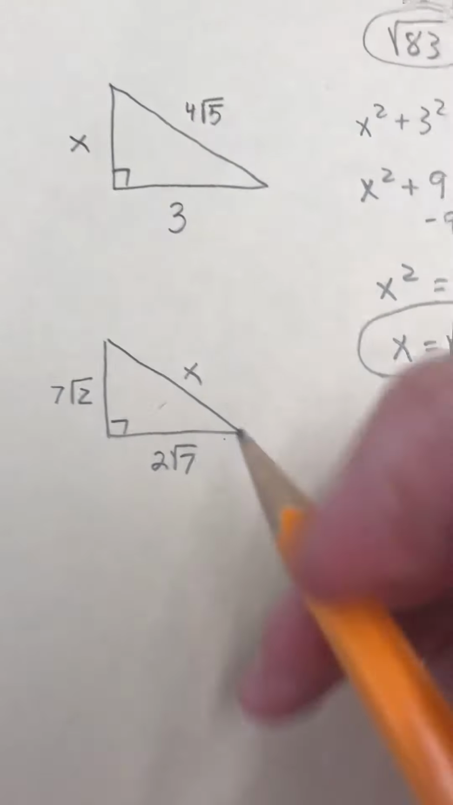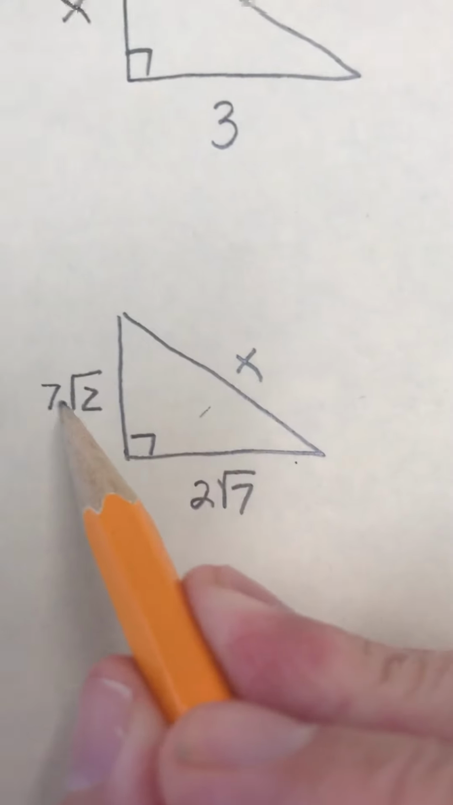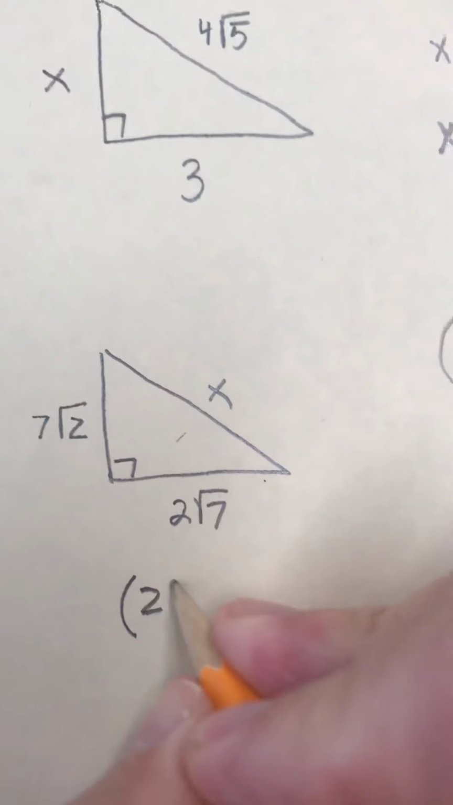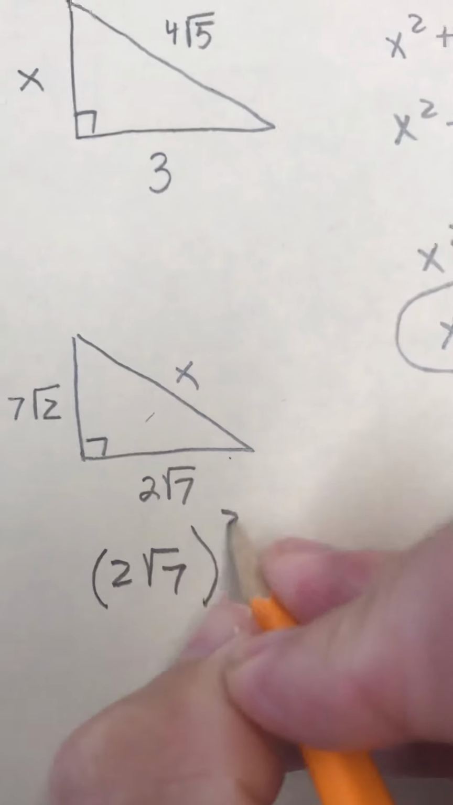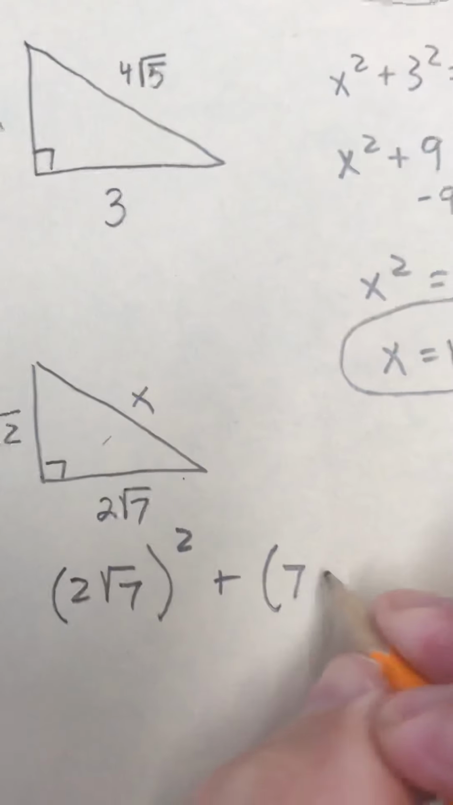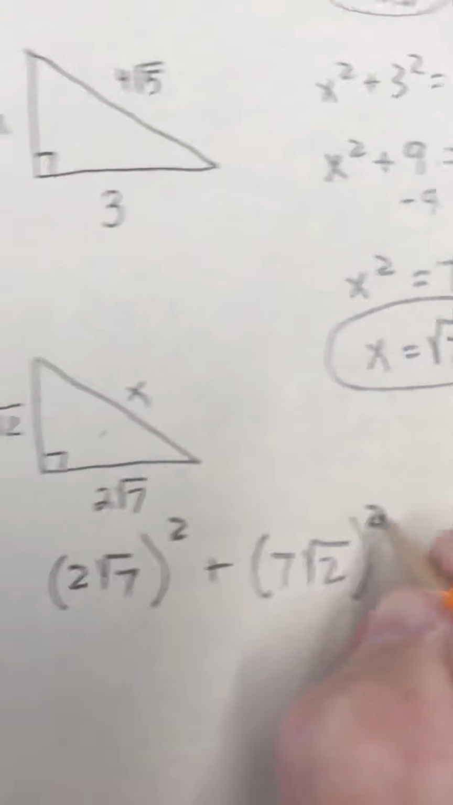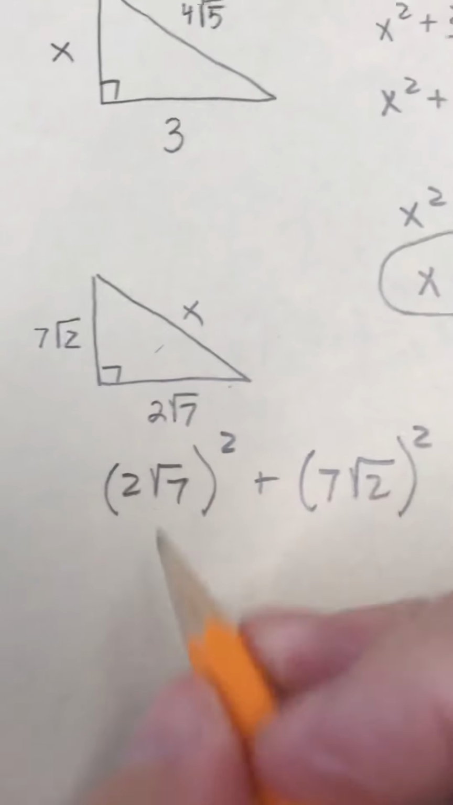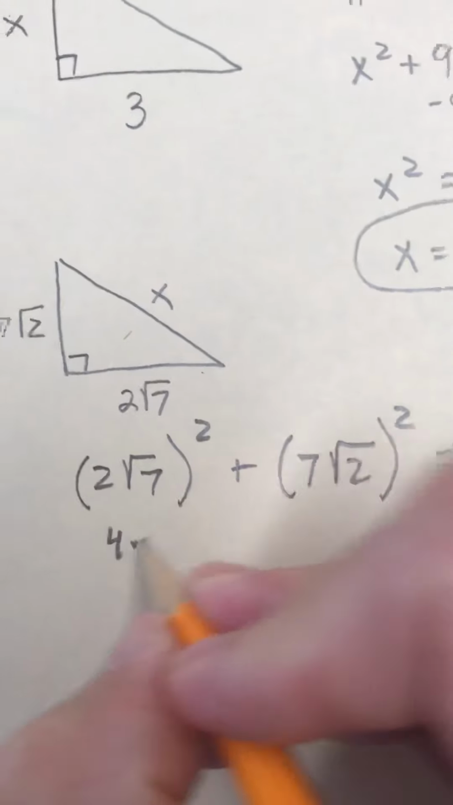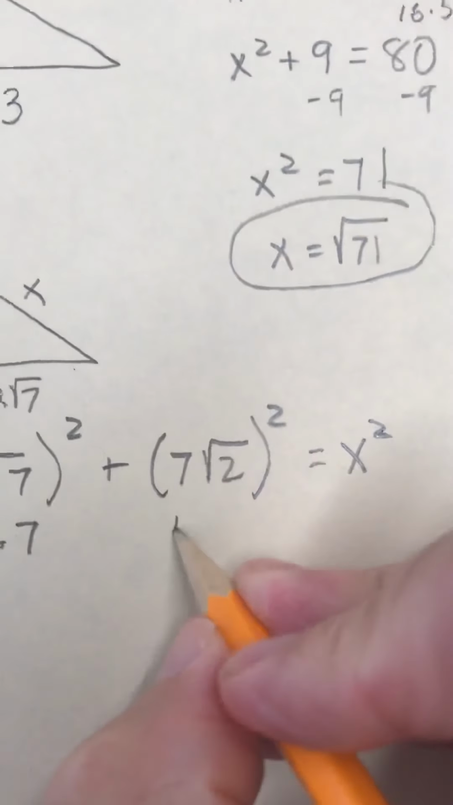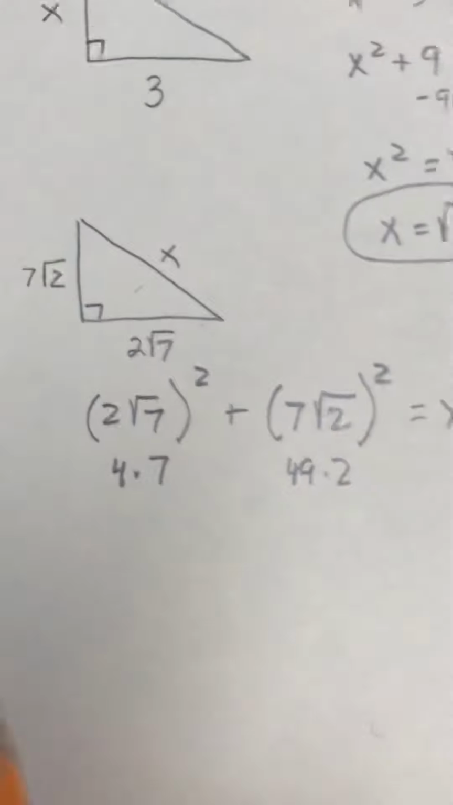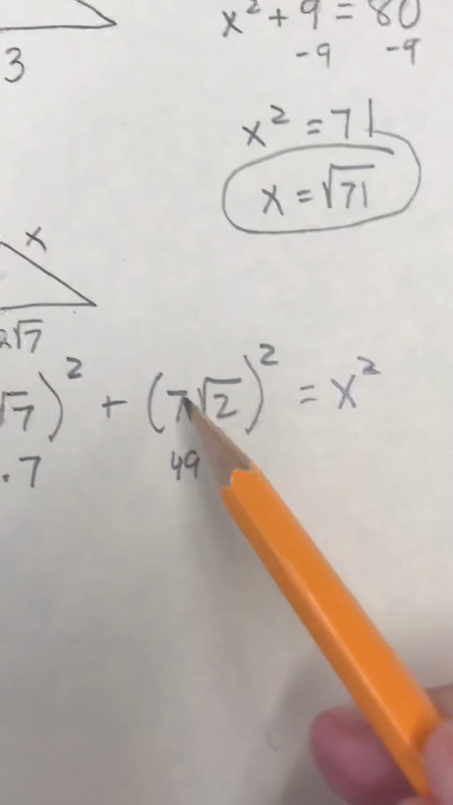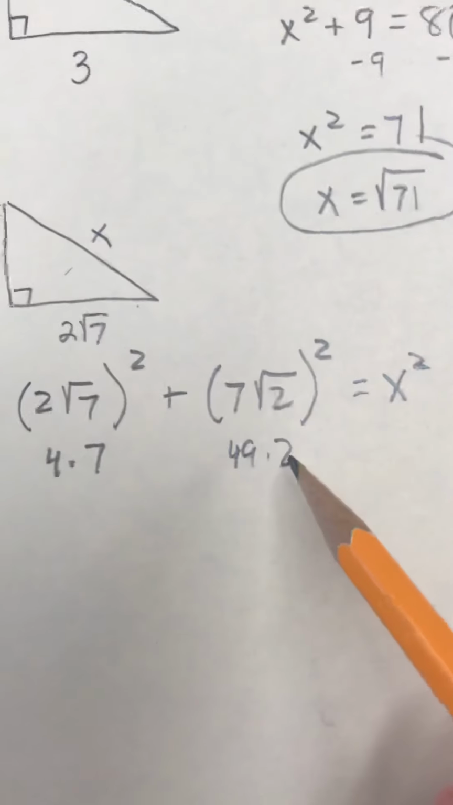So just to really confuse you, let's have 7 radical 2 and 2 radical 7. You can really see what's going on here for the multiplication. So we have 2 radical 7 squared, and they're both the legs, so I get to put them together, and the x squared is the hypotenuse. Okay. So breaking this down, this would be 4 times 7. Breaking this down, this would be 49 times 2. Do you see what happened there? 2 squared is 4. Radical 7 squared is 7. 7 squared is 49. Radical 2 squared is 2.